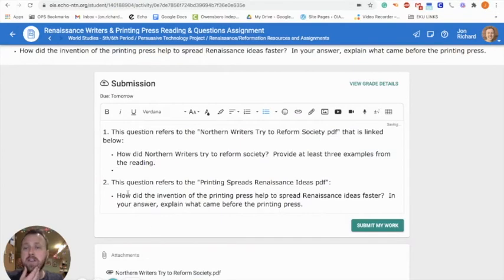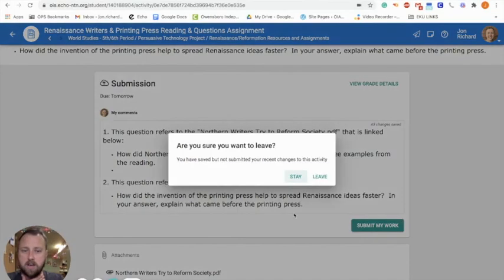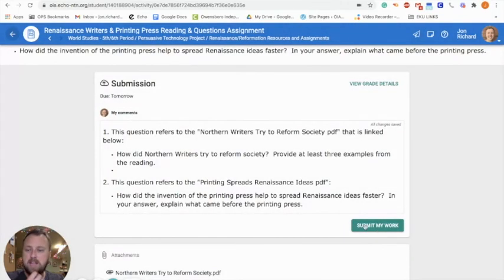Now, when you type into a Dropbox, it could delete. It does say all changes saved. Hopefully, if you exit out, let's see if I exit out, if it'll stay there. You have not submitted your recent changes. So, I wouldn't leave. I would stay. And just make sure you have those answered, then hit submit my work to be able to get those submitted.